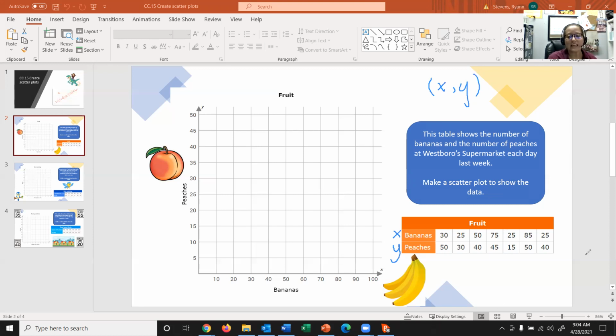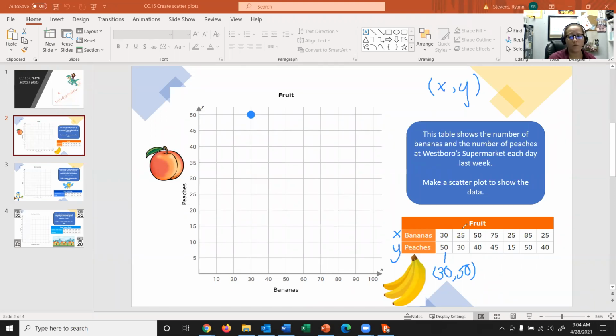We're going to look at each set of data as a set of ordered pairs. For instance, this first set, we've got 30 bananas and 50 peaches. So we're going to write it as an ordered pair: 30 and then 50. Then we're going to place a point right at that spot. We go over to 30 on the X, which is right here, and then go up to 50 and place a point right at this spot. Then you're going to do it again for all of the ordered pairs.